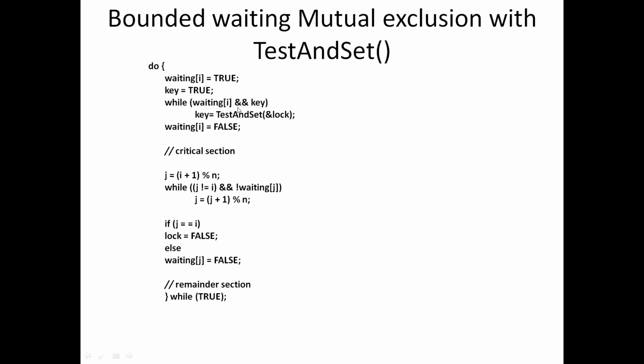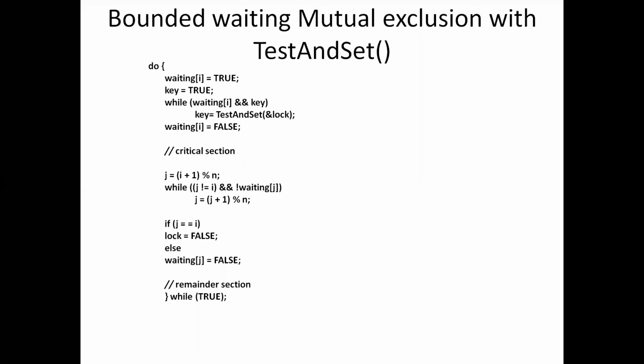Because we are using logical AND here. Okay, so first, initially process 0 wants to enter into the critical section. So waiting of 0 we are assigning with true. What value is waiting of 0 holding now? It is true. And what is the key value? Key value is holding true. True and true is true. So this while condition is satisfied. While condition is true, the control will enter into this while loop.